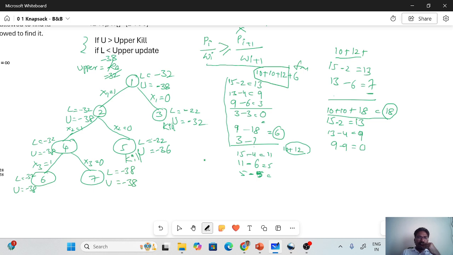Is it clear as of now? Yes. Now which item am I going to consider, nothing but which state do I want to expand next? Based on our LC, which node has the minimum cost? U is minus 38, here U is also minus 38. So I am going to expand my C, nothing but the 6.